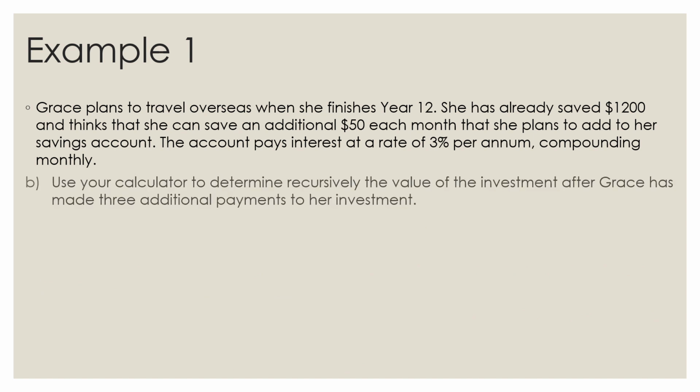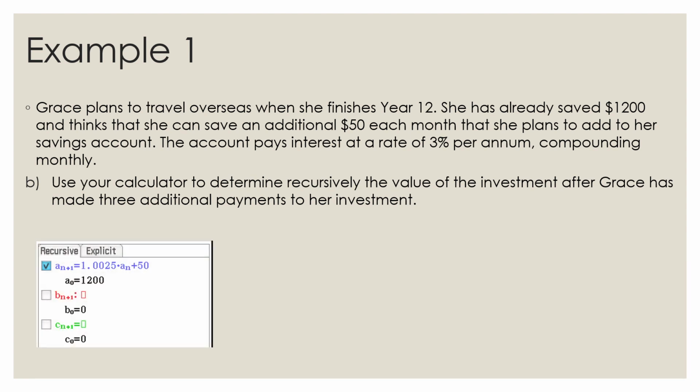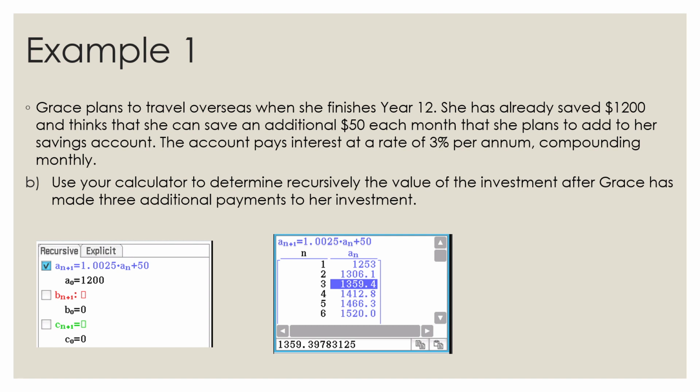Okay, question B to this. Use your calculator to determine recursively the value of the investment after Grace has made 3 additional payments to her investment. So now that you've got this, you can input it into your recursive formulas in your ClassPad, and simply go down to 3, and you end up with $1,359.40, rounding to 2 decimal points. Okay, so recursive is quite good for this. I would probably tend to lean towards using that as my method for these styles of questions.